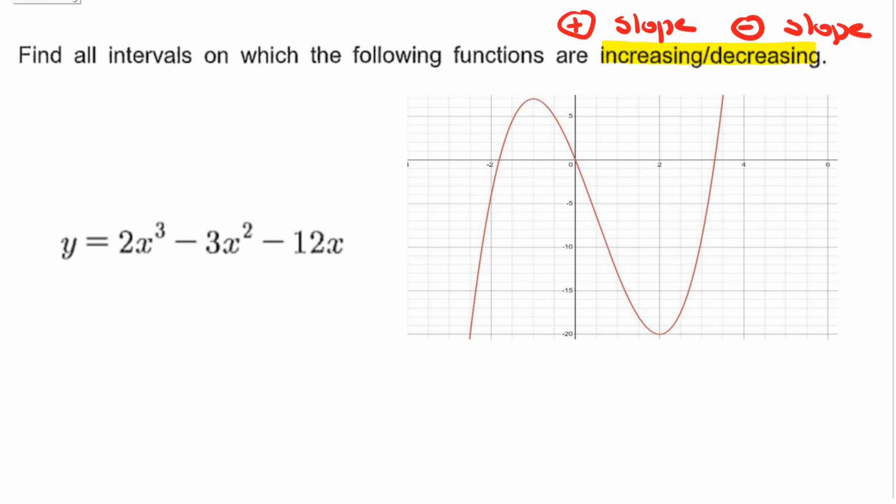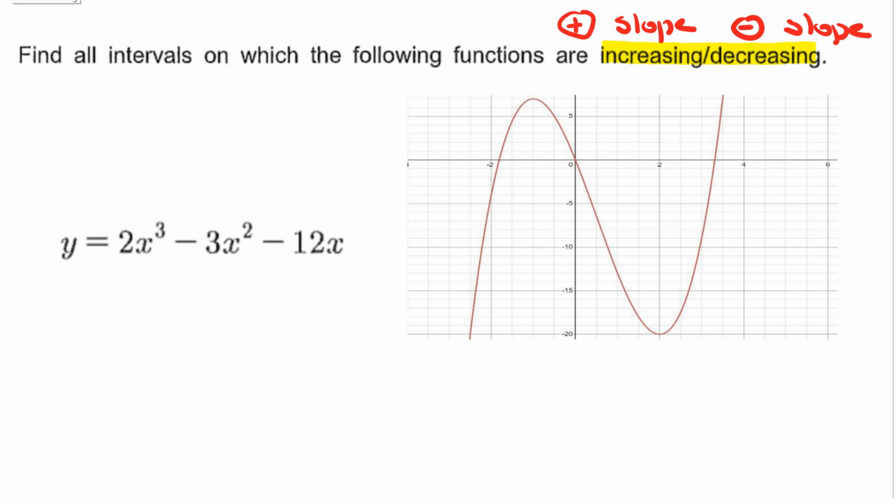In this homework video guide, we will continue to develop our graphing skills, and for this very first question, we need to find all intervals on which the following functions are increasing or decreasing. So increasing just basically means when is the slope positive, and decreasing means when is the slope negative. Alright, so for this very first question, I have a polynomial function and it's graphed to my right.